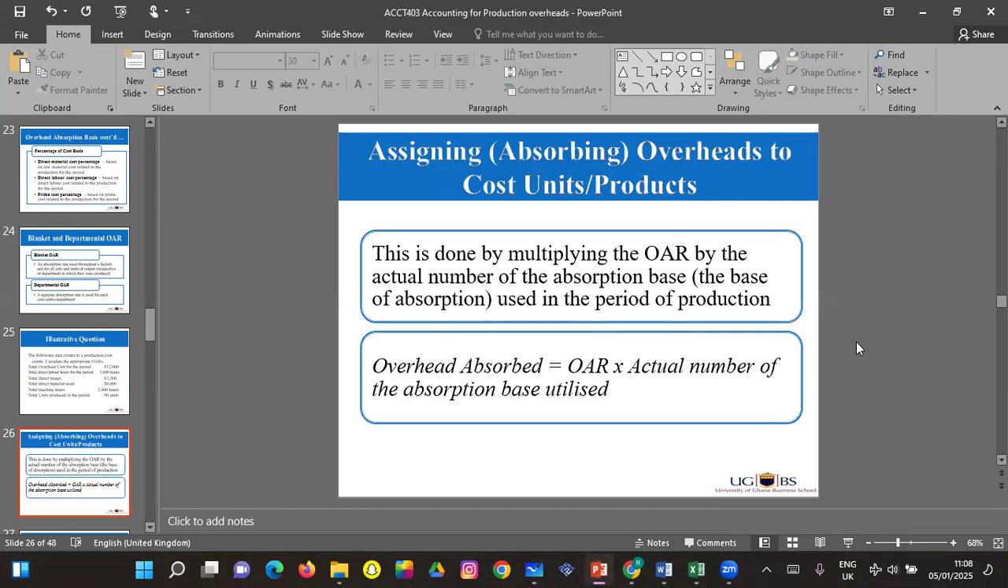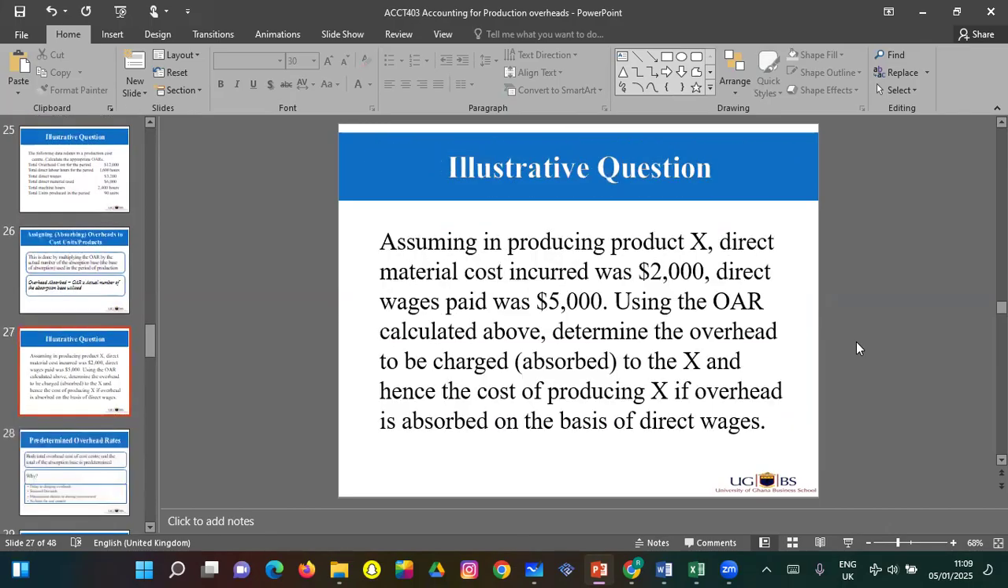Now, assigning or absorbing overhead to cost units. This is done by multiplying the overhead absorption rate by the actual number of absorption base units used in the period of production. Right? Overhead absorbed is the overhead absorption rate times the actual number of the absorption base utilized. So look at the question. This is just a follow-up from the previous question.